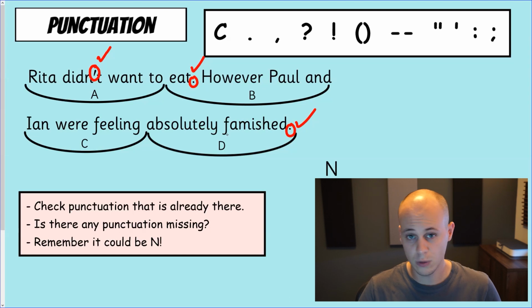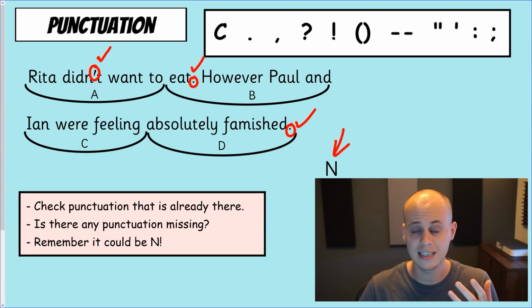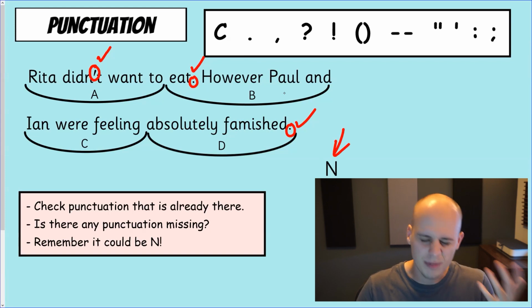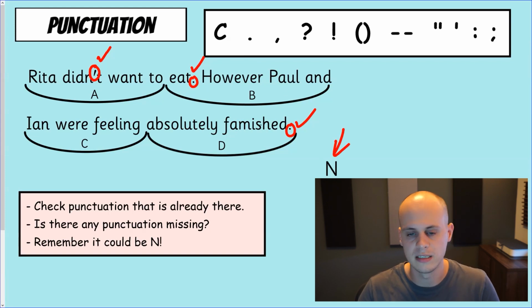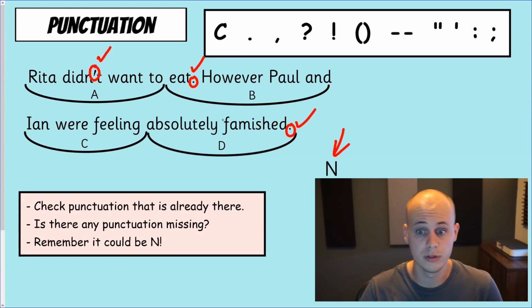But remember, if you're absolutely adamant that the sentence is fine, the answer could just be N. N stands for no mistake, okay? But it's unlikely to be N all the time. Sometimes children will have 4 of their answers out of 6 as N, and it's quite unlikely that 4 of the answers are going to be N, so just bear that in mind. You never know, though. 1 or 2 could be.